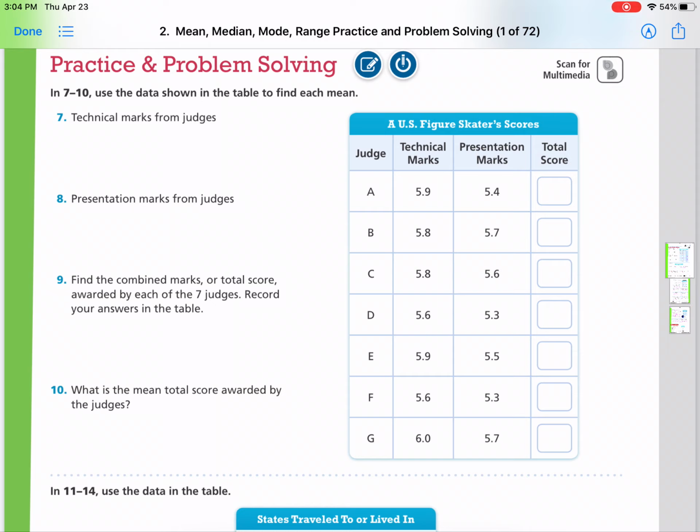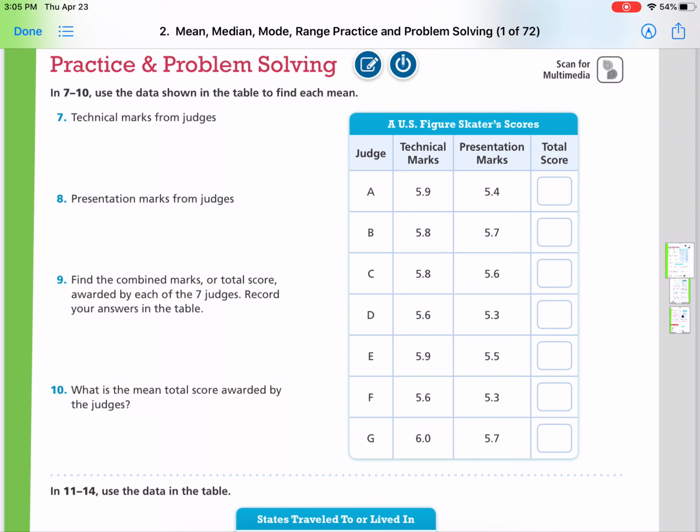So in the table, it says a U.S. figure skater's scores, and then it has a column for judge, technical marks, presentation marks, and then total score, which is blank. So there's different judges, A through G. They gave the skaters both technical marks and presentation marks. So whenever an ice skater or a figure skater competes, they have two different parts to their score. Okay, so technical and then their presentation.